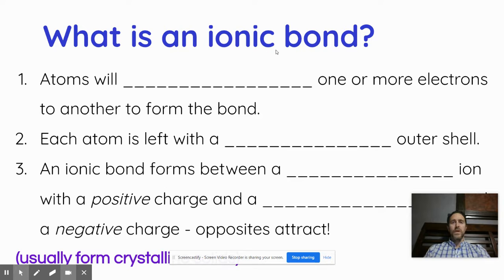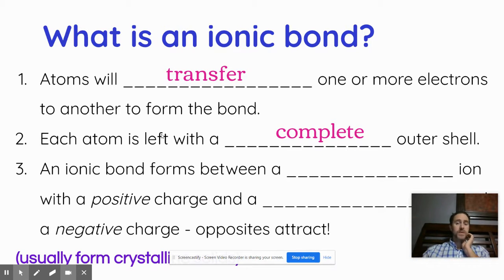We're going to ask, what is an ionic bond? In ionic bonds, atoms will transfer one or more electrons to another atom to form the bond. So again, we're going to give them away or we're going to take them. When this happens, each atom is left with a complete outer shell. If an atom wants to give two away, then there's going to be something else that's going to take those two, and they both need to be left with a full outer shell.